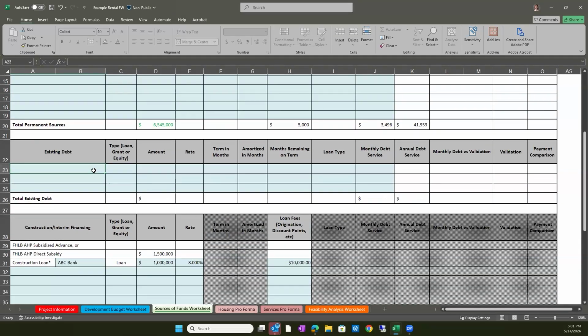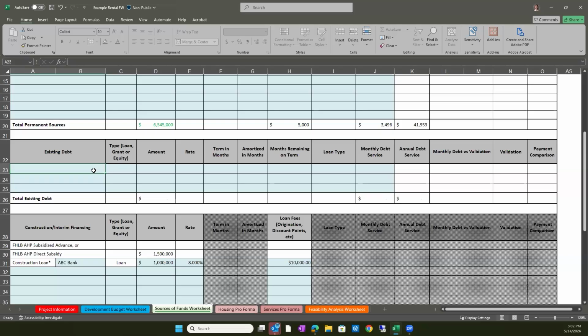I would generally input existing debt that is assumed as a part of a closing into the sources of funds tab and the development budget tab. So do they still need to do that, or is it just on the sources of funds tab? Yes. So is that for acquisition, who's maybe assuming additional debt when they're purchasing it?